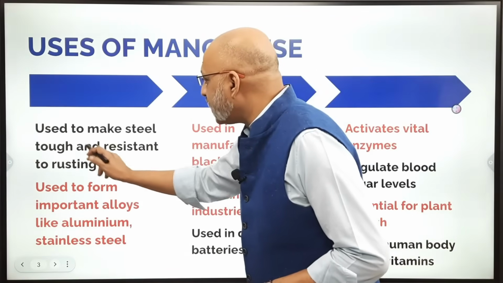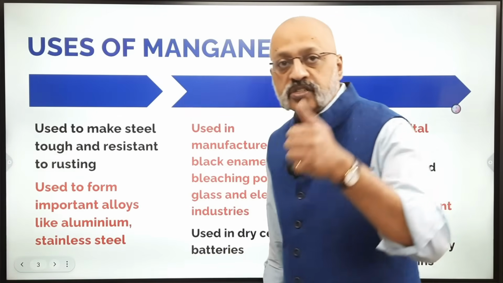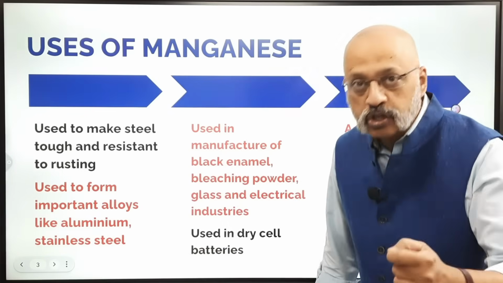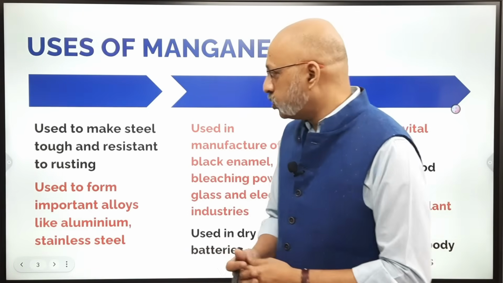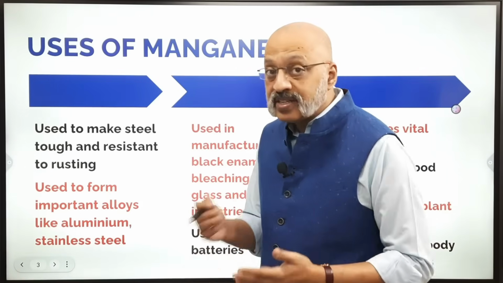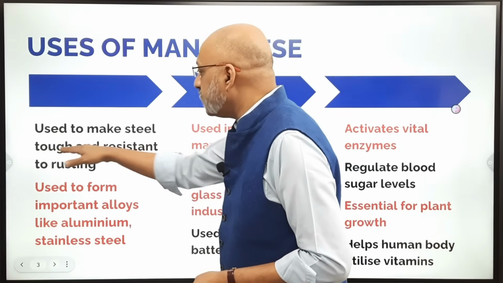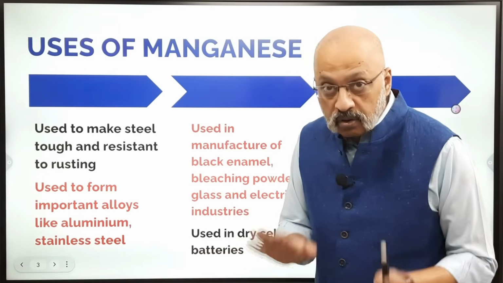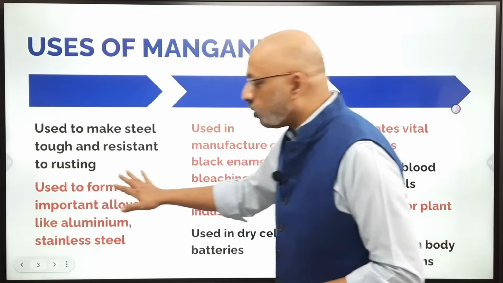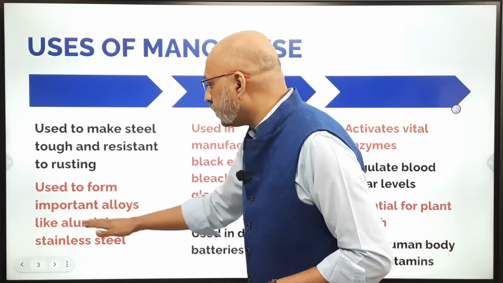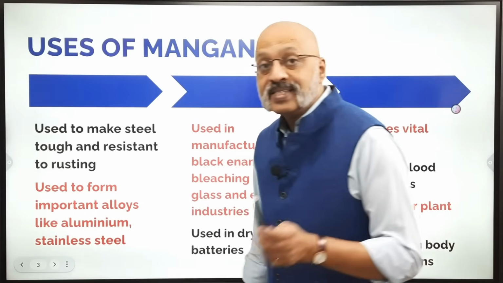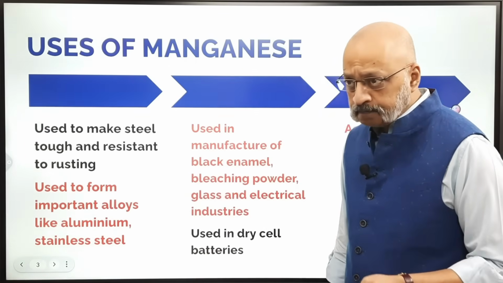It is used to make steel tough and resistant to rusting. This is something which you need to remember. It can be asked even as a 1-mark question. Okay, that what is the element, what is the mineral that is used to make steel tough or resistant to rusting? Okay, so this is one of its most important uses. It is used to form important alloys like aluminum and stainless steel, right?